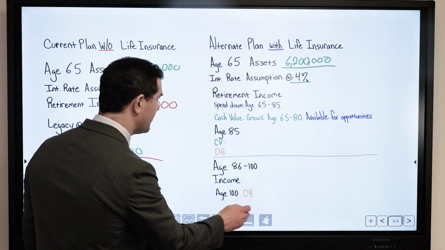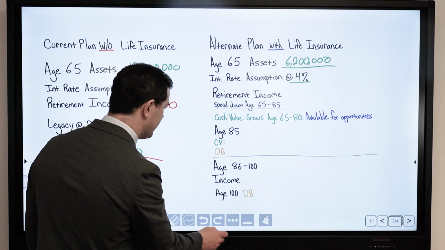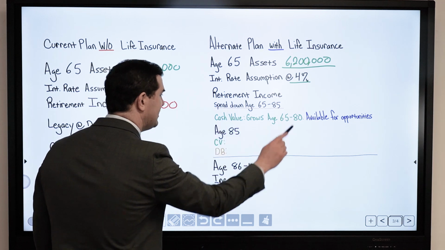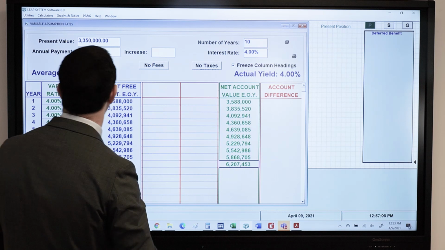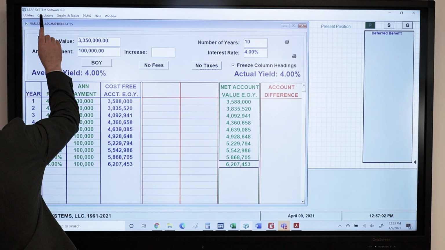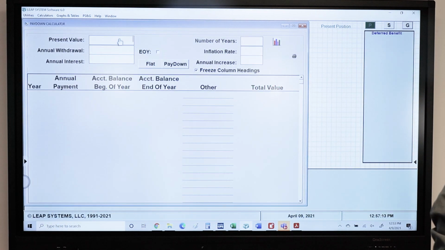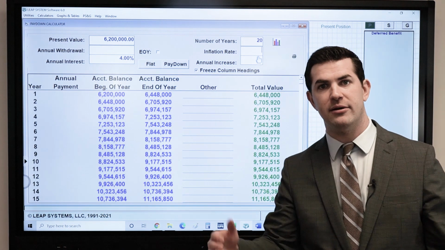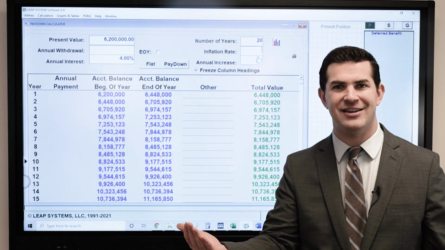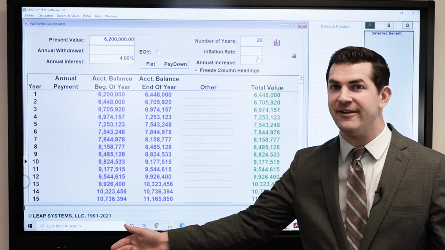Let's take a look here. So I've got $6.2 million. I'm going to spend it down over 20 years. What does this look like? $6.2 million. Interest rate, same 4%. Number of years, 20 years. So this is going to take me to when? Starting at age 65, 66 technically, up until 85.